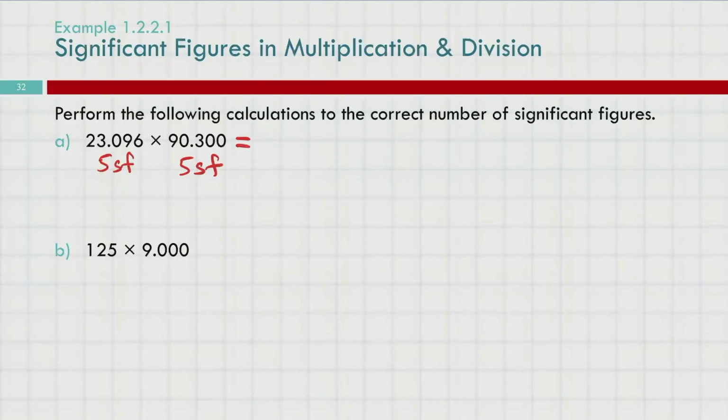So 23.096 times 90.3. Calculator says 2085.5688. Our fifth significant figure is the second 5. We look at the next number and only the next number to see how we round. It's a 6, which is 5 or greater, so we're going to round up. So this turns into 2085.6.